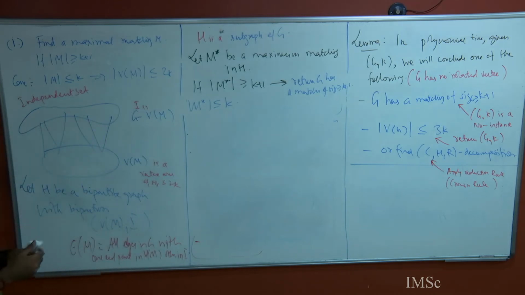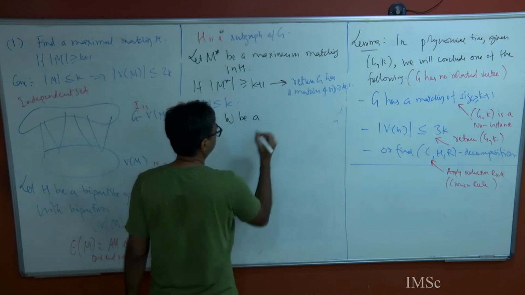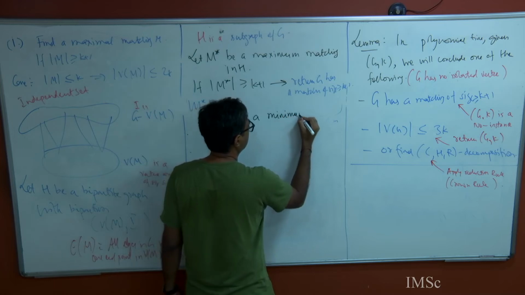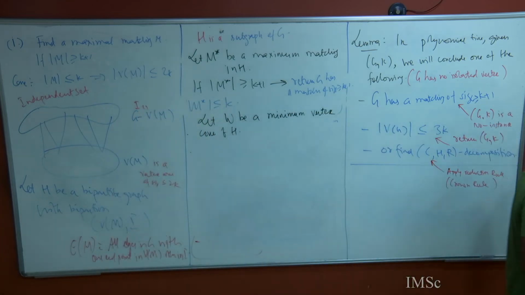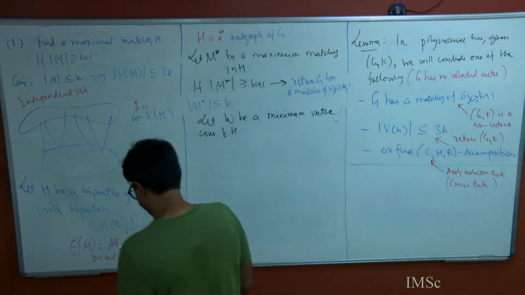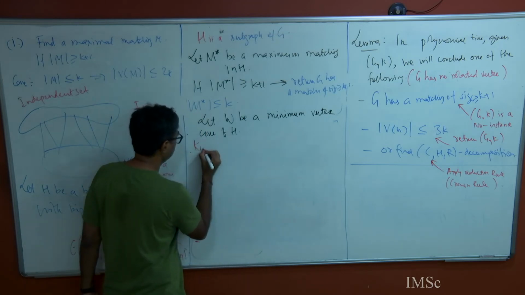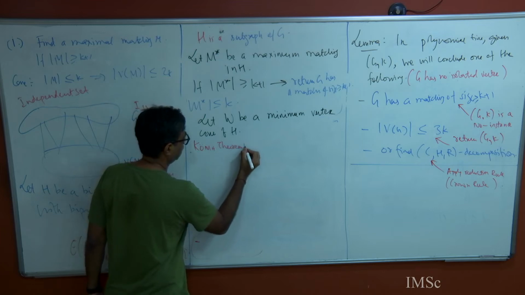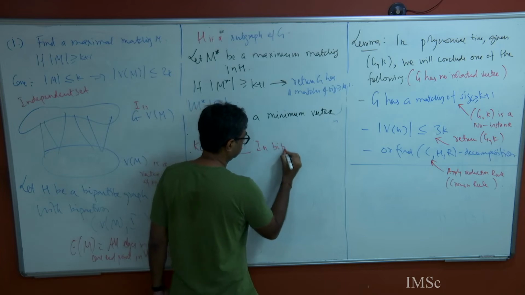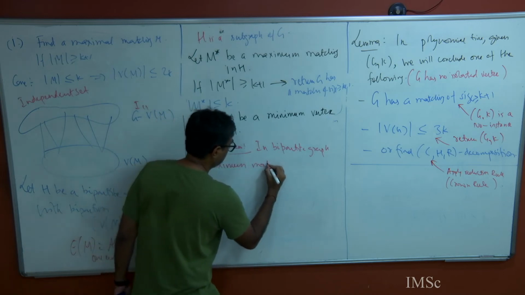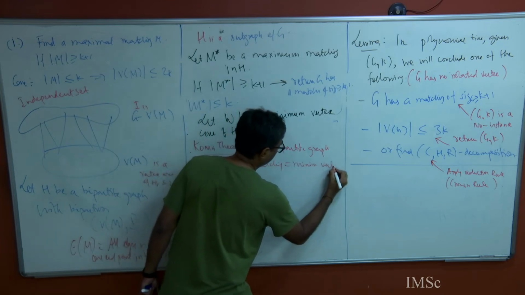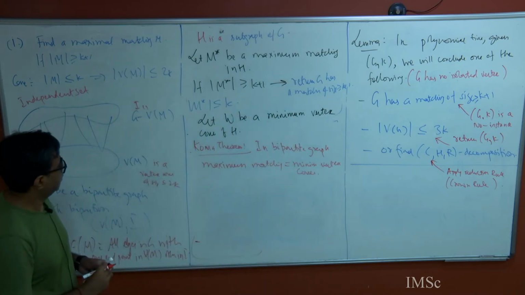Now, find two things. Let W be a minimum vertex cover of H. We can find this, by the way, again in poly time. And this is where we will use, in the proof, a famous theorem in graph theory called Konig's theorem. What does it say? In a bipartite graph, the maximum matching is equal to the minimum vertex cover.